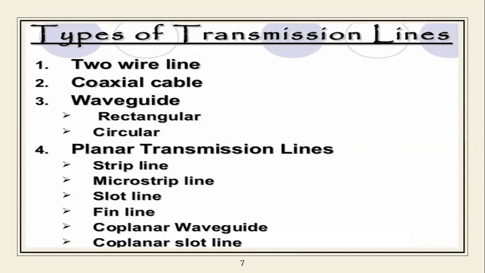The cables or the medium required for the waves to travel from one end to another are listed here: two-wire lines, coaxial cable, the waveguides in the form of rectangular and circular, and the planar ones, which are the strip lines, the microstrips, the slot, the fin, and the coplanar. All of these are used in the transmission line depending upon their shape, size, and the frequency ranges.